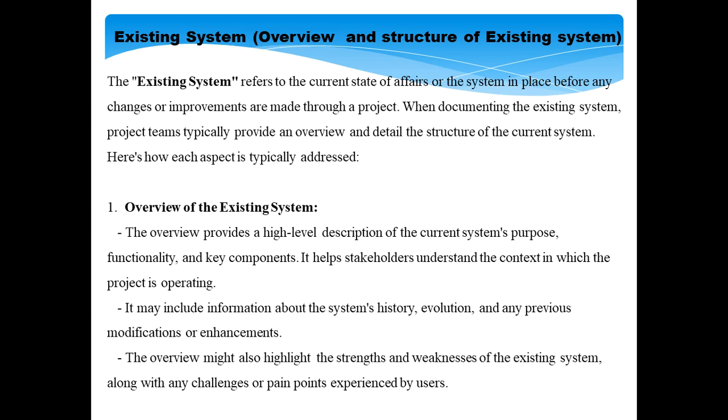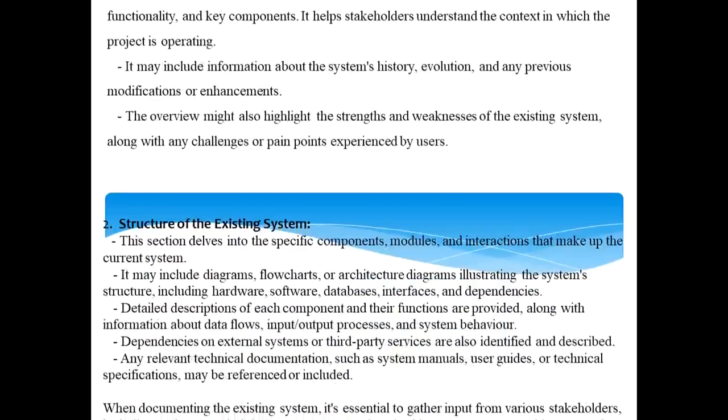It may include information about the system's history, evolution, and any previous modifications or enhancements. So, the overview might also highlight the strengths and weaknesses of the existing system, along with any challenges or pain points experienced by users. So the overview here, remember the key point is that you highlight the strengths and weaknesses of the existing system.